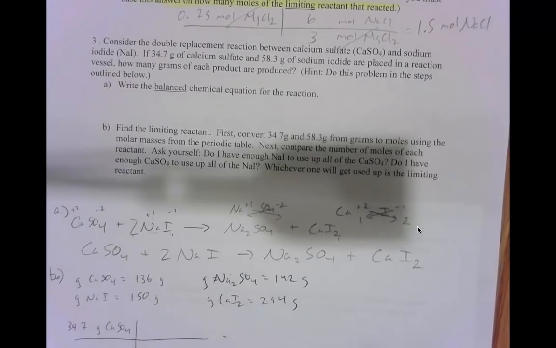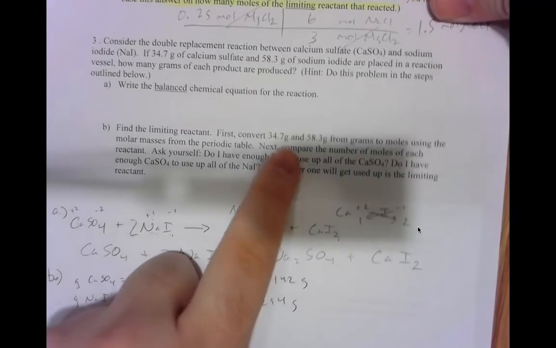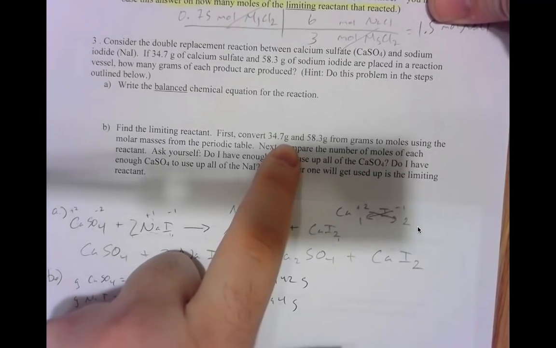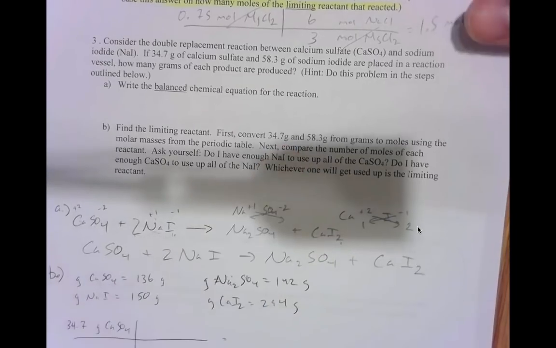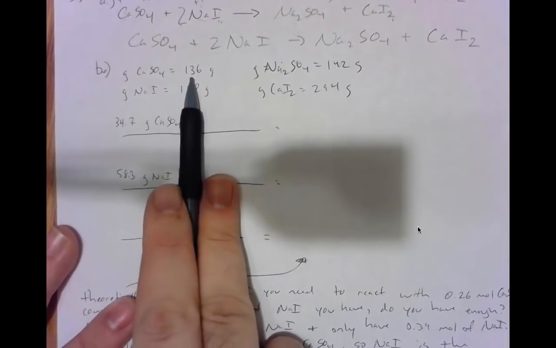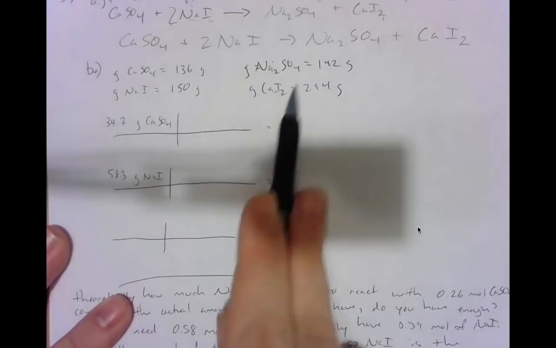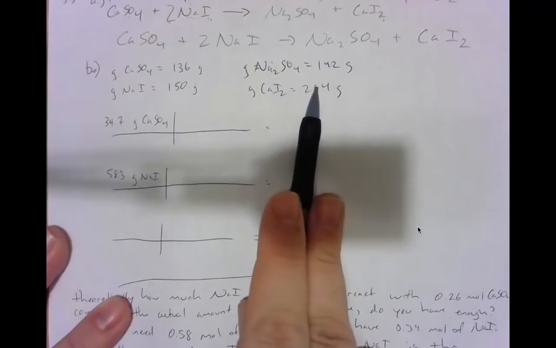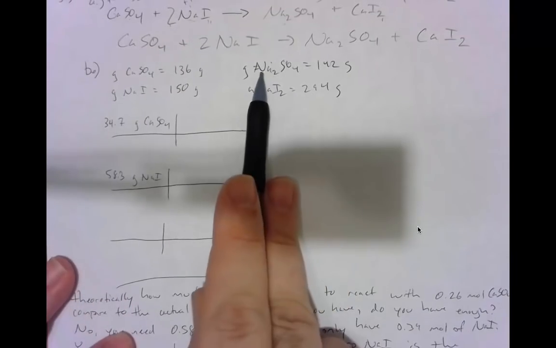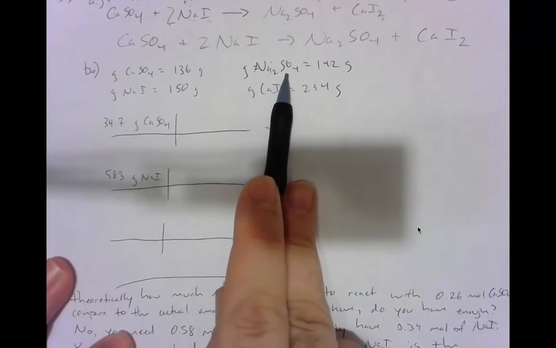Part B says find the limiting reactant, and then it lists out a few steps which I'm going to go through. So the first thing we need to do is convert our grams to moles. Remember, we're going to use the mole ratio, not the gram ratio, so we need to be in moles. To convert to moles, remember, we're going to need the masses from the periodic table. So that's what these are, all of the masses from each of the reactants and products. Remember, you solve this by adding up the different masses from the different elements on the periodic table.